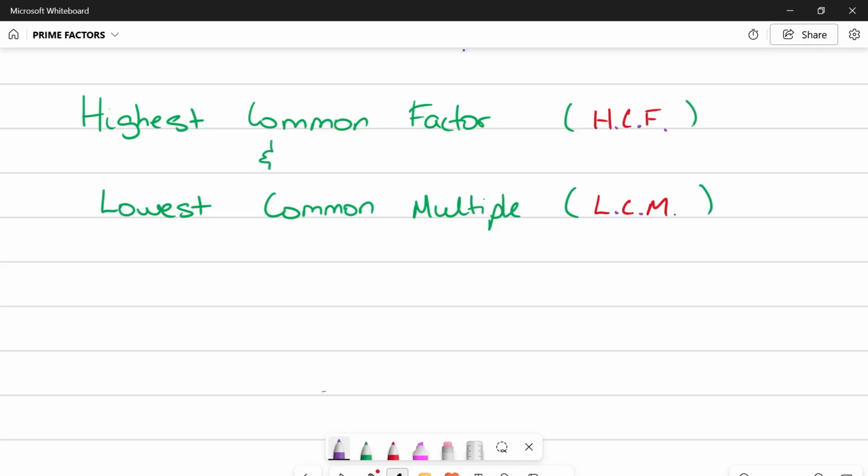Next we have HCF and LCM. HCF stands for the highest common factor and LCM stands for the lowest common multiple. Prime factors can help us to find the HCF or the LCM of numbers.